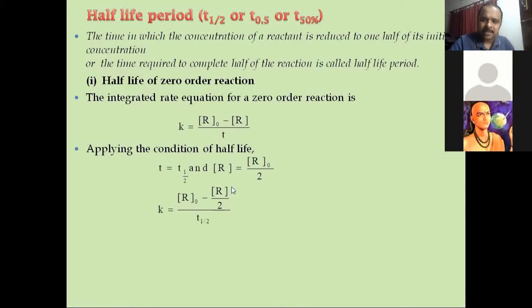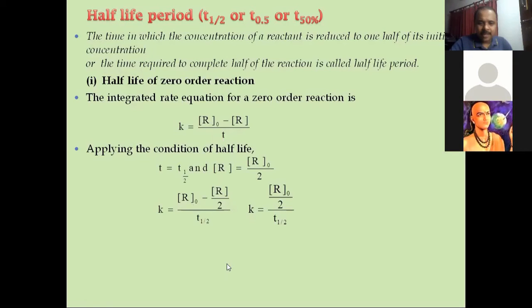R0 minus R0 by 2. Sorry, this R0 is missing here. Take R0 there while writing. R0 minus R0 by 2 is what? R0 by 2 again. R0 by 2 divided by t half.